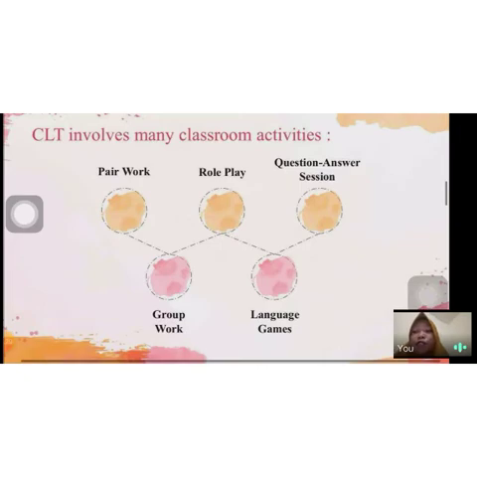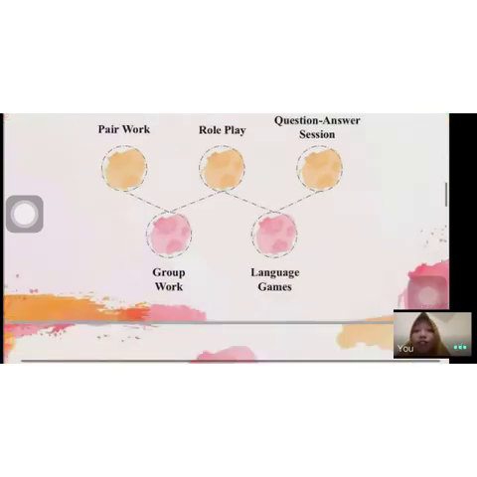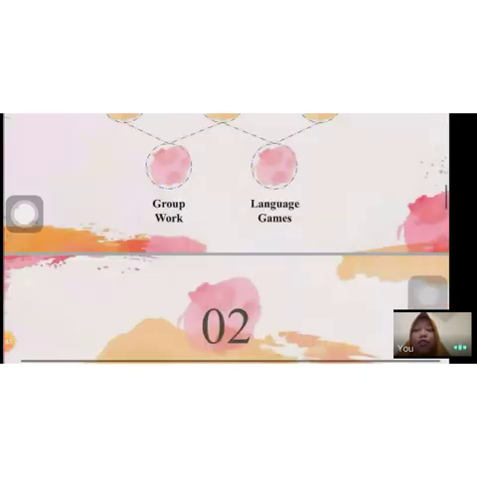CLT involves many classroom activities. There are pair work, role play, question answer session, then group work and language games. It is not confined to any set of textbooks.